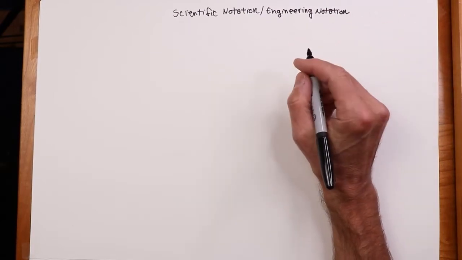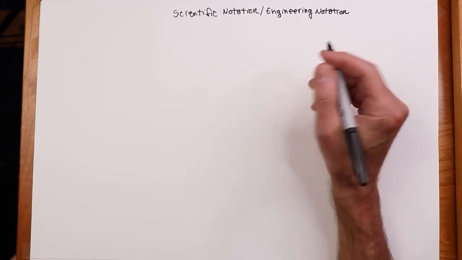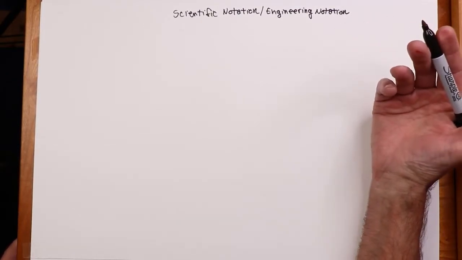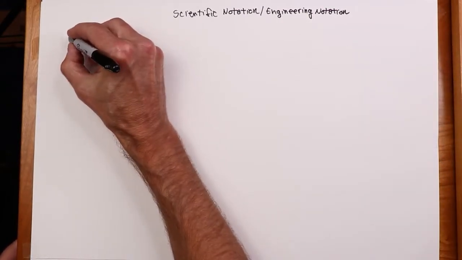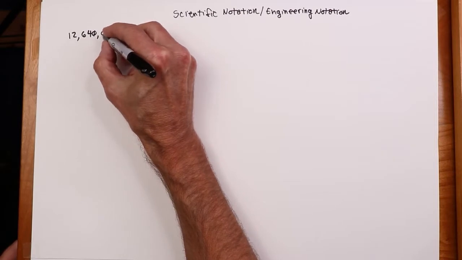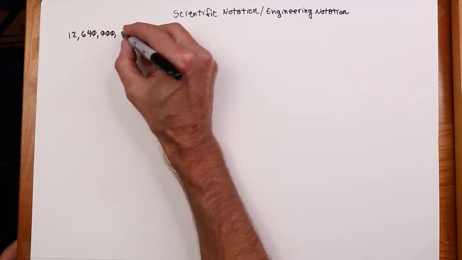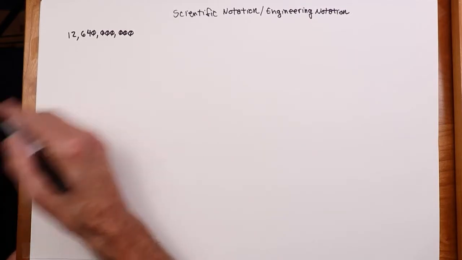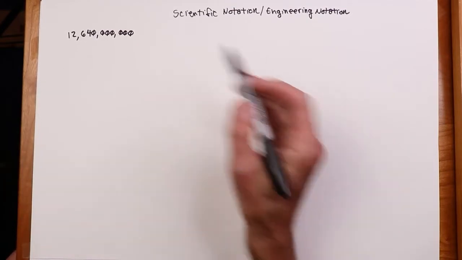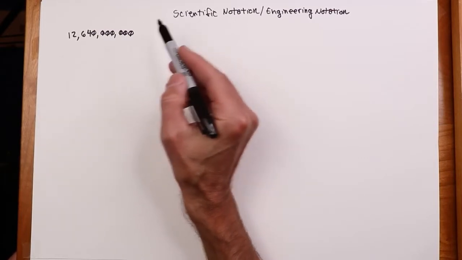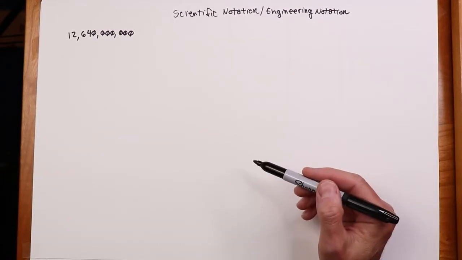Here's the first problem that we have. Let's consider a very large number. Right off the bat, what is that? You have to think. Oh, those are thousands. Okay, it's 12,640,000,000. It's kind of inconvenient.